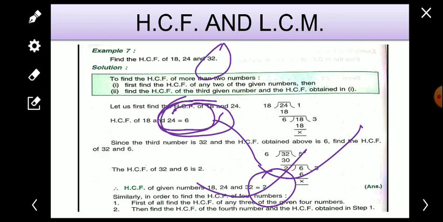Now it is the homework time. I hope that you have understood all the methods of finding HCF. If any problem is there, you can repeat the video and you will understand in a better way.